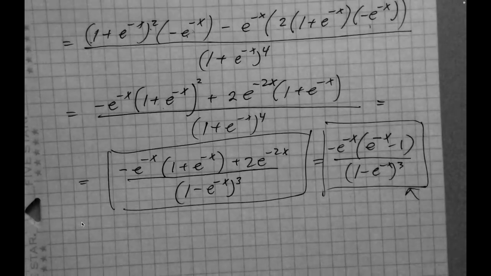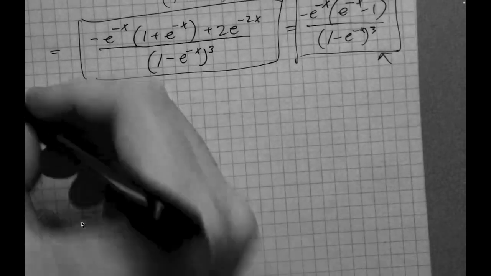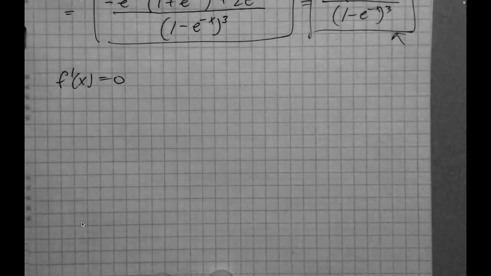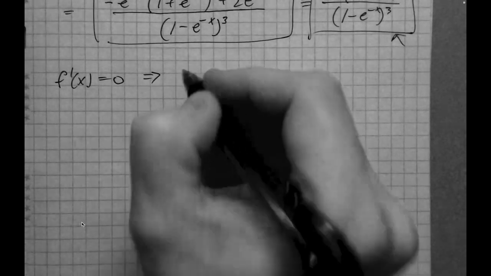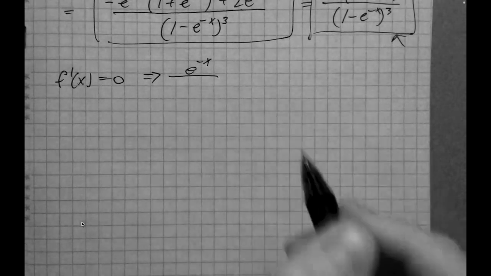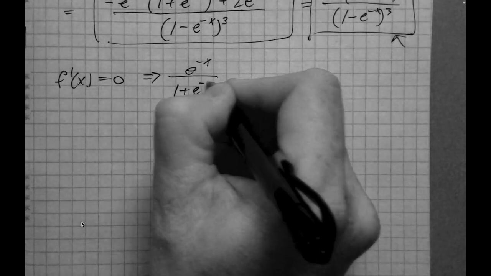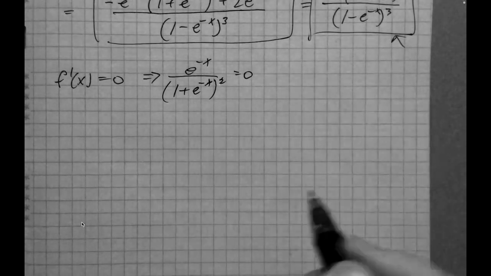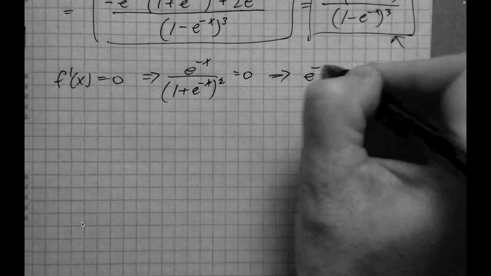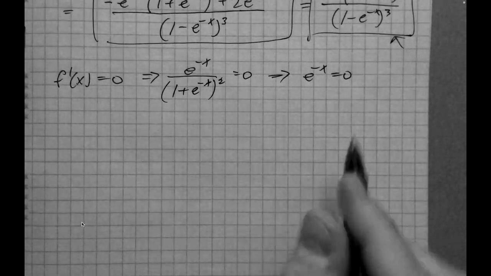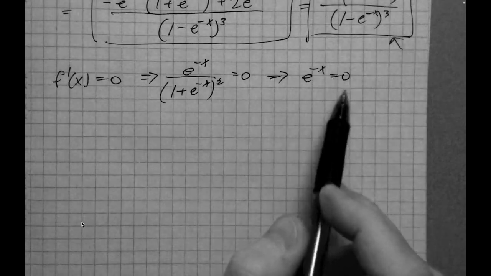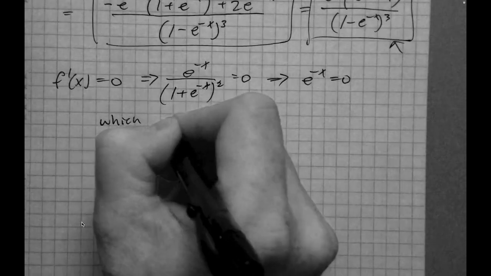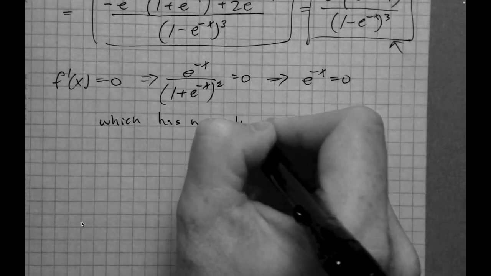Okay, all right, so then next, let's take a look at the derivatives and the roots. So if I set the first derivative equal to 0, then that means I'm saying e to the negative x over 1 plus e to the negative x squared equals 0. And so that means e to the negative x is equal to 0. All right, so we know that that has no solutions.